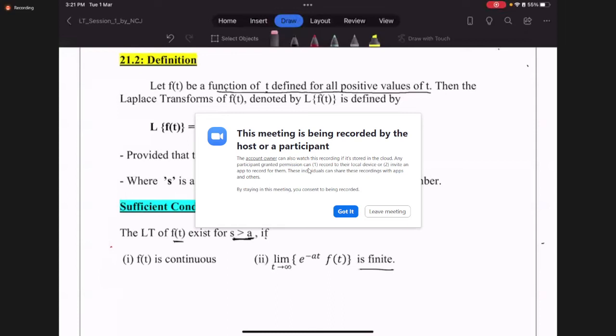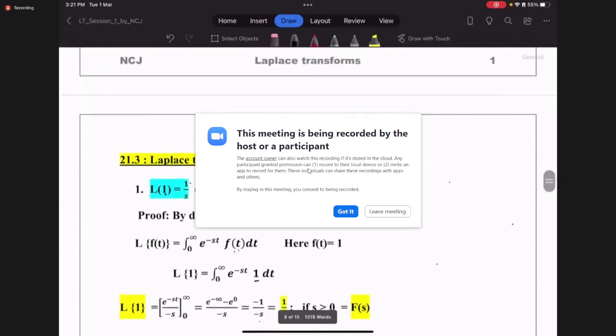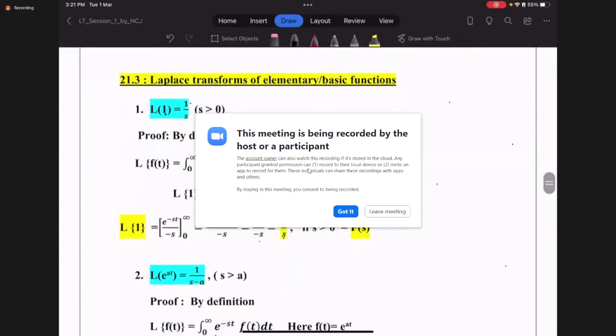Okay, so today we will see the Laplace transform of some of the basic functions. If I ask you what is the definition of Laplace of function ft, your answer must be integration from 0 to infinity e raised to minus st ft dt. This is the definition of Laplace transform. The whole chapter is based on this.